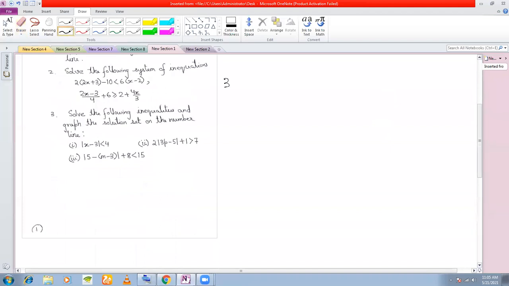Number 3. The question is: solve the following inequalities. Before I start to solve these inequalities, first I would like to explain something called the modulus of a number, also called the absolute value of a number.